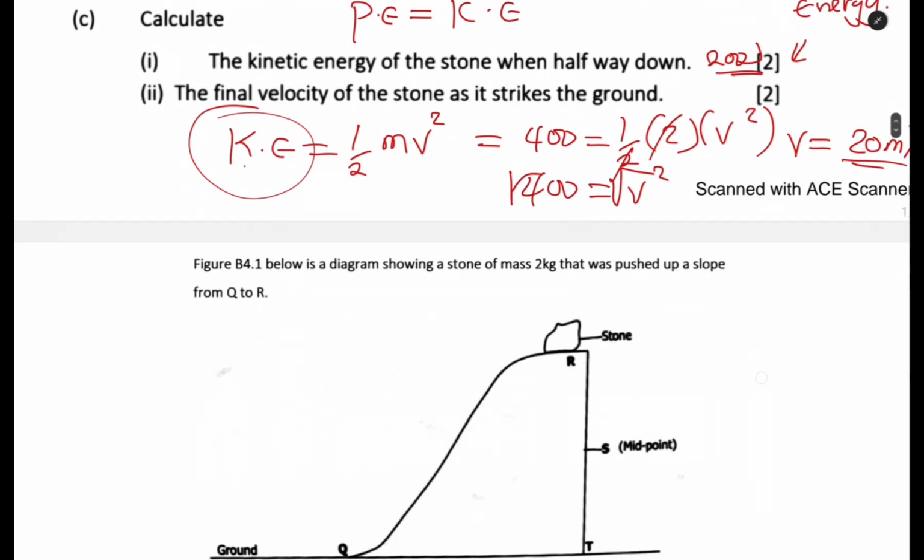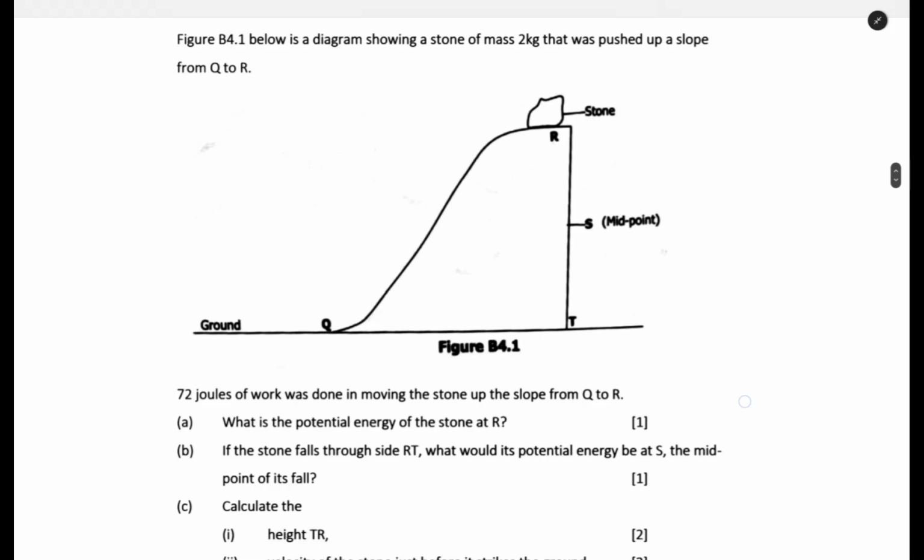Okay? Then for a second question, Figure B4.1 below is a diagram showing a stone of mass 2 kg that was pushed up a slope. So we have a stone of 2 kg that was pushed up the slope. Then take note of this information: 72 joule of work was done in moving the stone up the slope from Q to R. So 72 joule was used to move this one through this part. What is the potential energy of the stone at R?